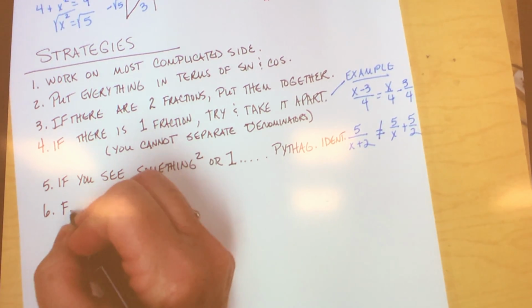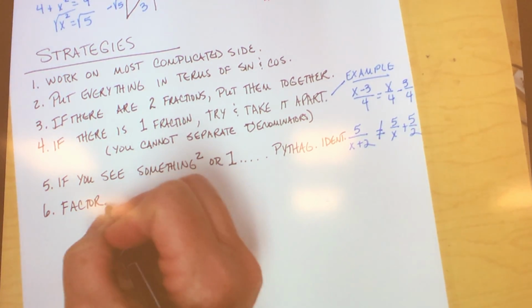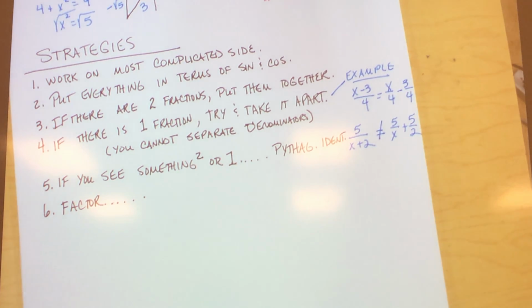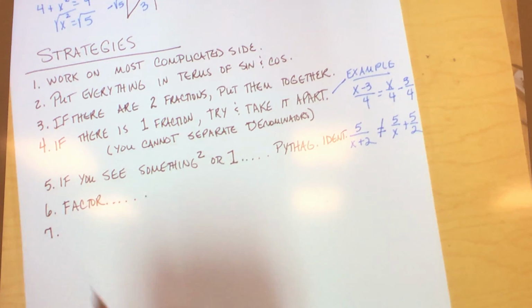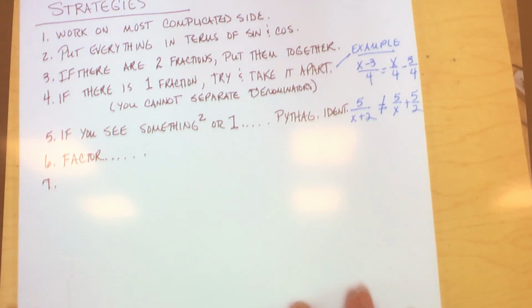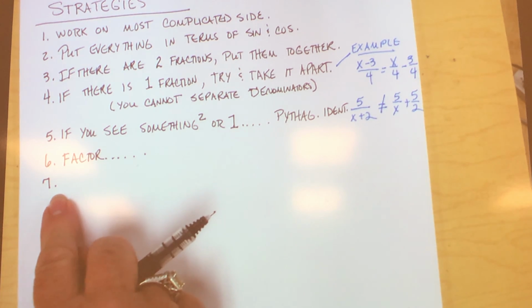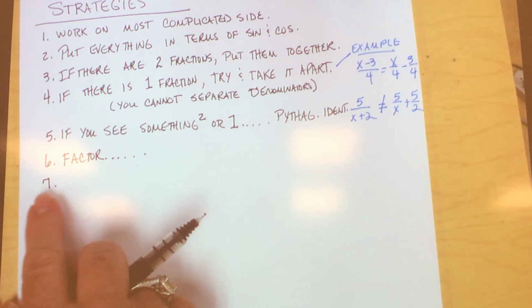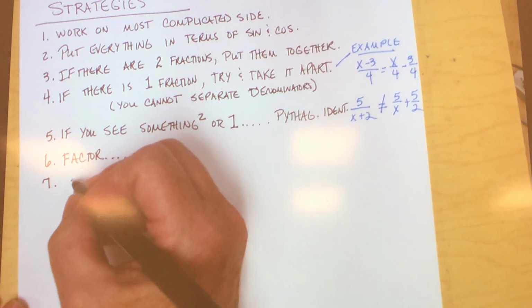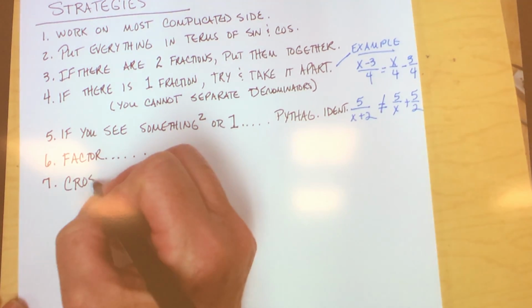The next one is you might have to factor. Okay, you might have to factor. Here's one that a lot of kids love. I never ever thought about using this one until one year the kids went crazy using this, and I was like, what? Never really thought about it, but it was very helpful for them, and they liked it. So, cross multiplying.